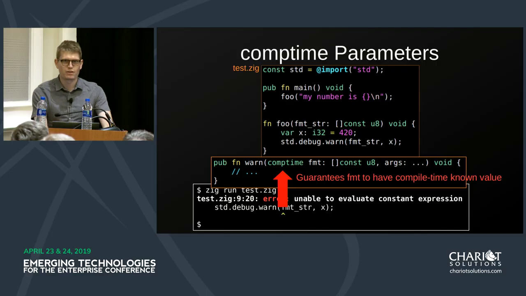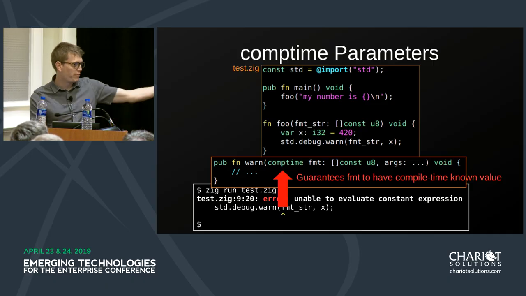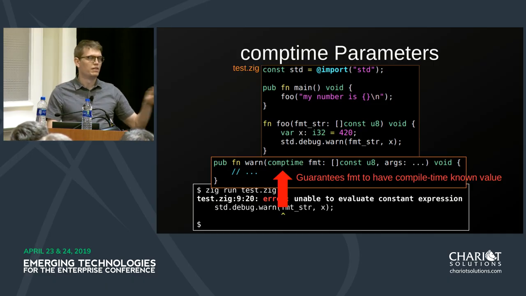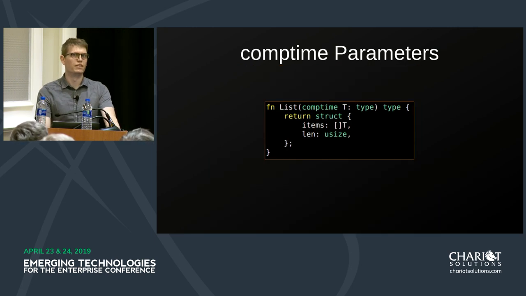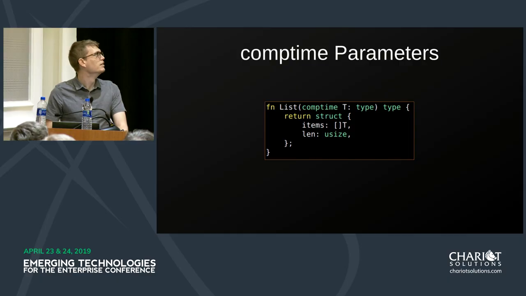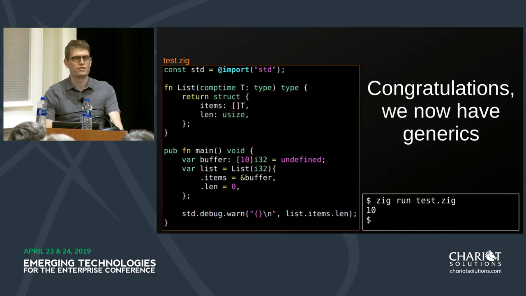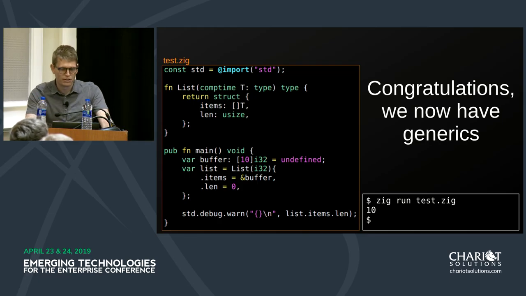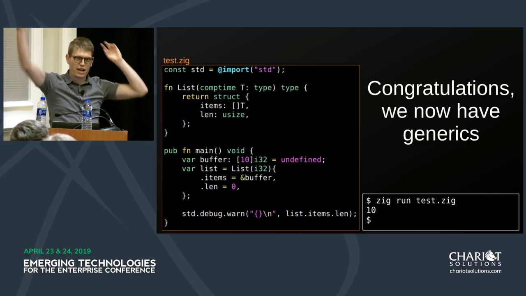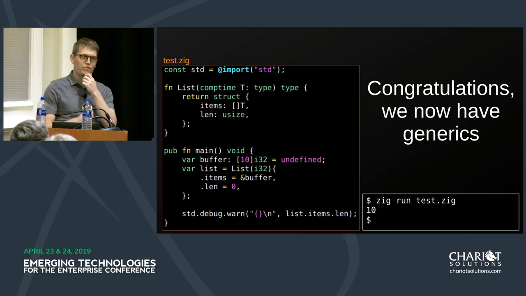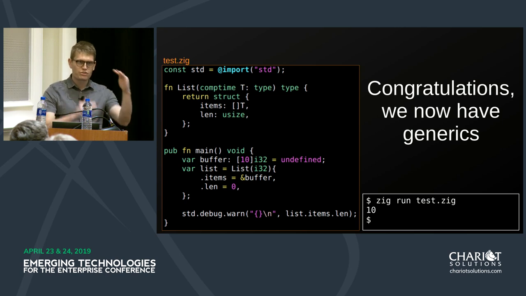So let's consider the implications of this. We have parameters that can be forced to be compile time known. Everything's an expression, including types. So what if I did this? Got a function, takes a type as a parameter, returns a type. Well, congratulations, we now have generics. Here's what I'm saying right now. I didn't go in and say, okay, gonna put on my little pointy wizard hat, and I'm gonna go read some white papers, and let's see how to do generics. No, I just took C, deleted the bad stuff from it, and then generics fell onto my lap.